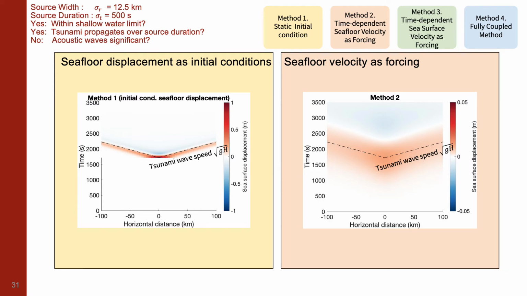In method 2, we use the seafloor velocity from the earthquake simulation as a time-dependent forcing in the tsunami simulation. On the right is the sea surface displacement from the tsunami simulation. Clear differences are seen when we compare the static technique to a time-dependent technique, with method 1 overestimating the amplitude by a factor of 20 and extremely underestimating the tsunami's period.